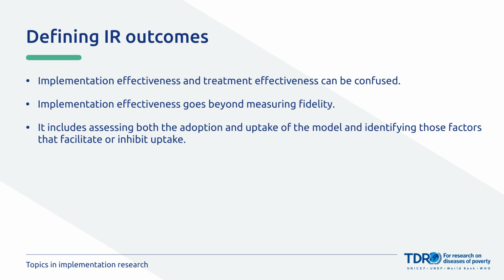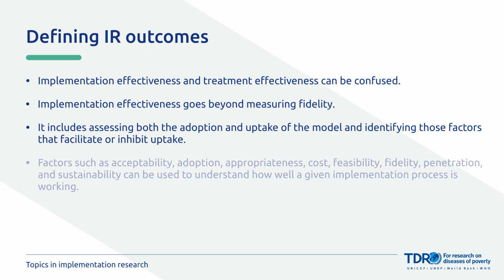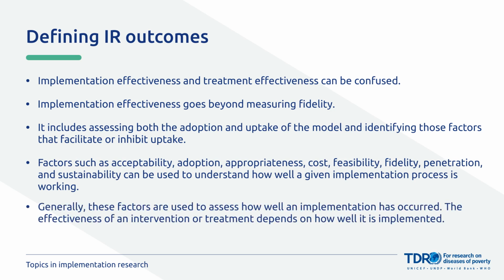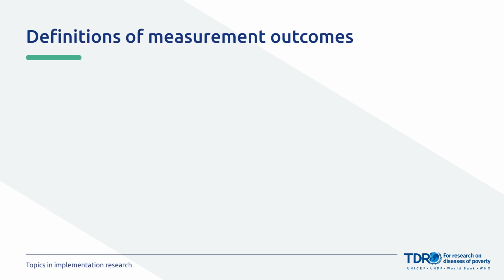For this reason, it's crucial to define implementation outcomes clearly. This helps us understand how implementation processes work, makes implementation research more effective, and allows us to compare different implementation strategies. To start, we need to understand what implementation variables are. Generally, these are factors like acceptability, appropriateness, and feasibility, which help us gauge how well an implementation process is functioning. Let's take a moment to define these outcomes properly.